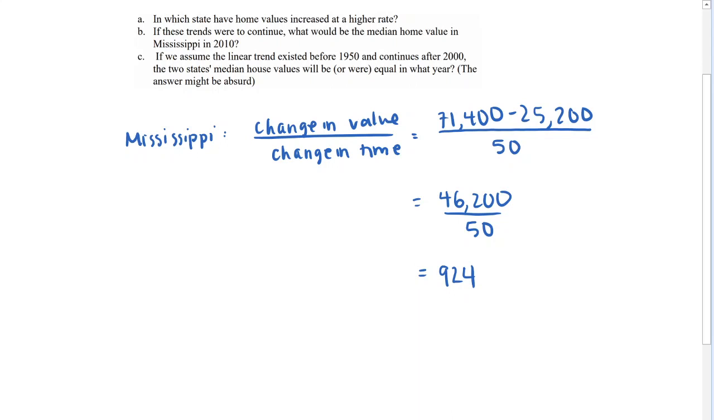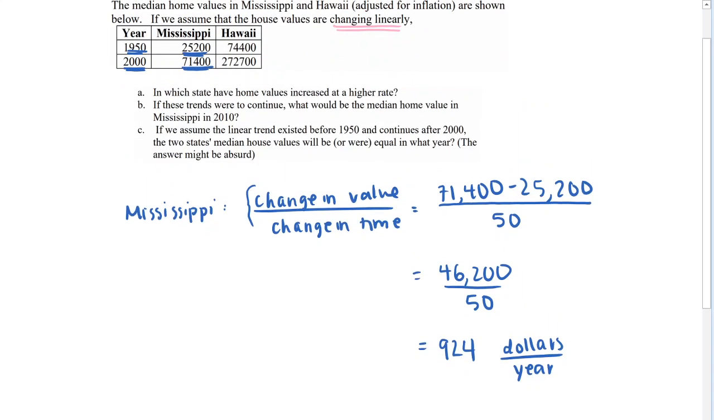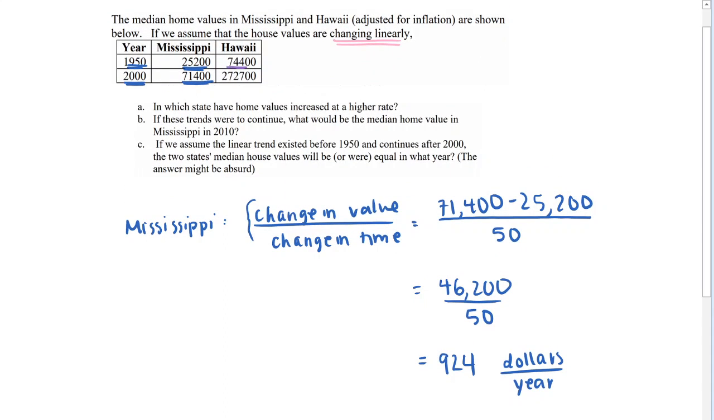So what is this 924 telling us? Well, it's the change in the value divided by the change in time. And so this is really saying that the values of the home are increasing by $924 per year. Okay, well, what about the rate of change of the home values for Hawaii?